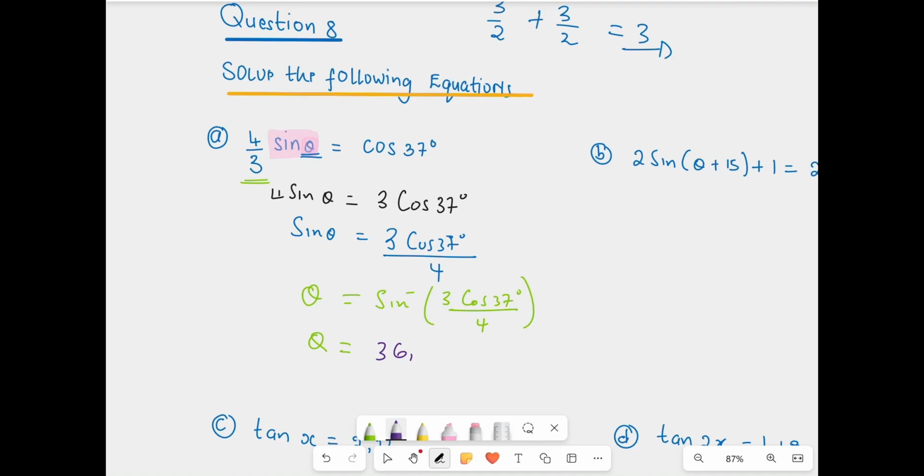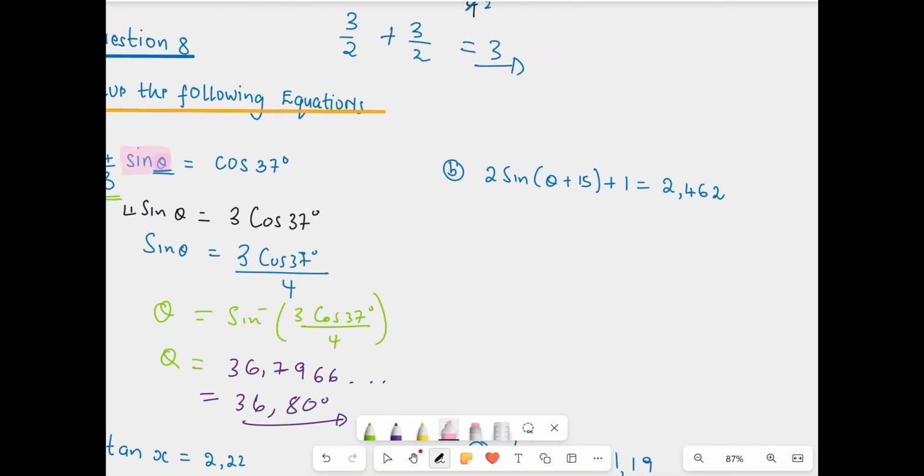So angle theta here will be 36,7966, which is the same as 36,80 in 2 decimal degrees. So that is your angle theta. It is 36,80 degrees. And then B, let me move to B.